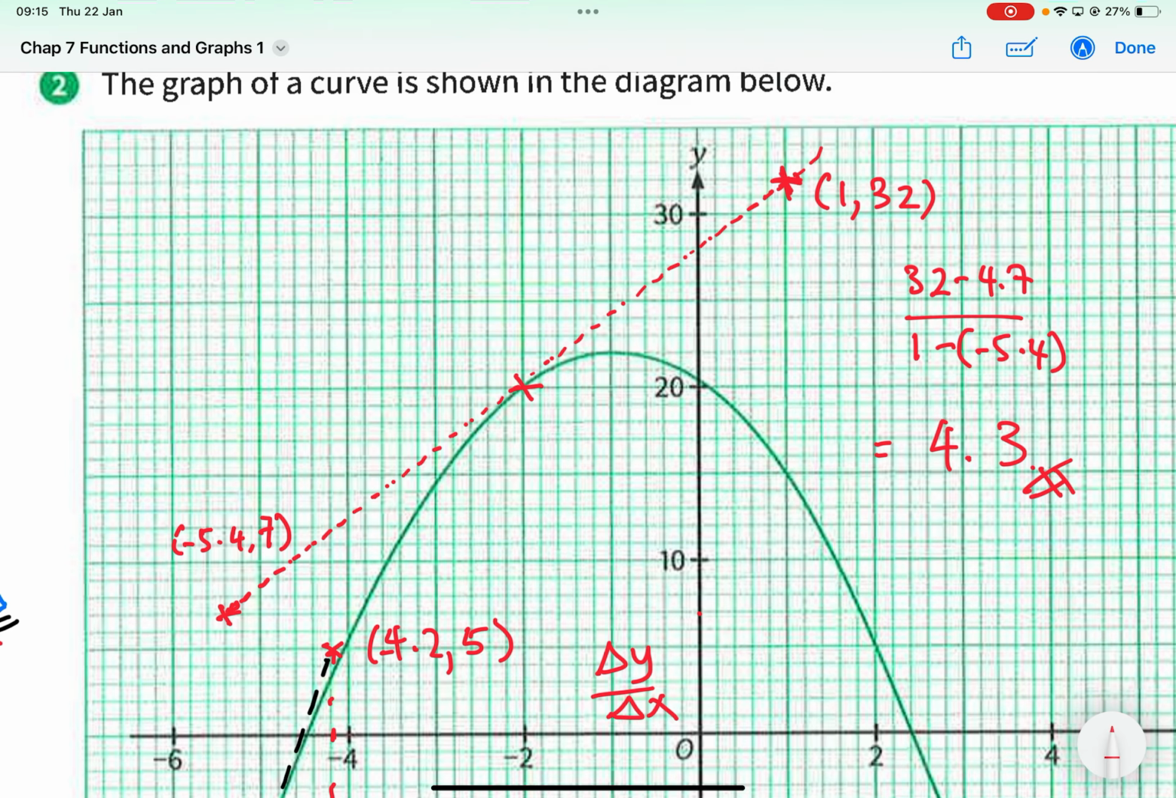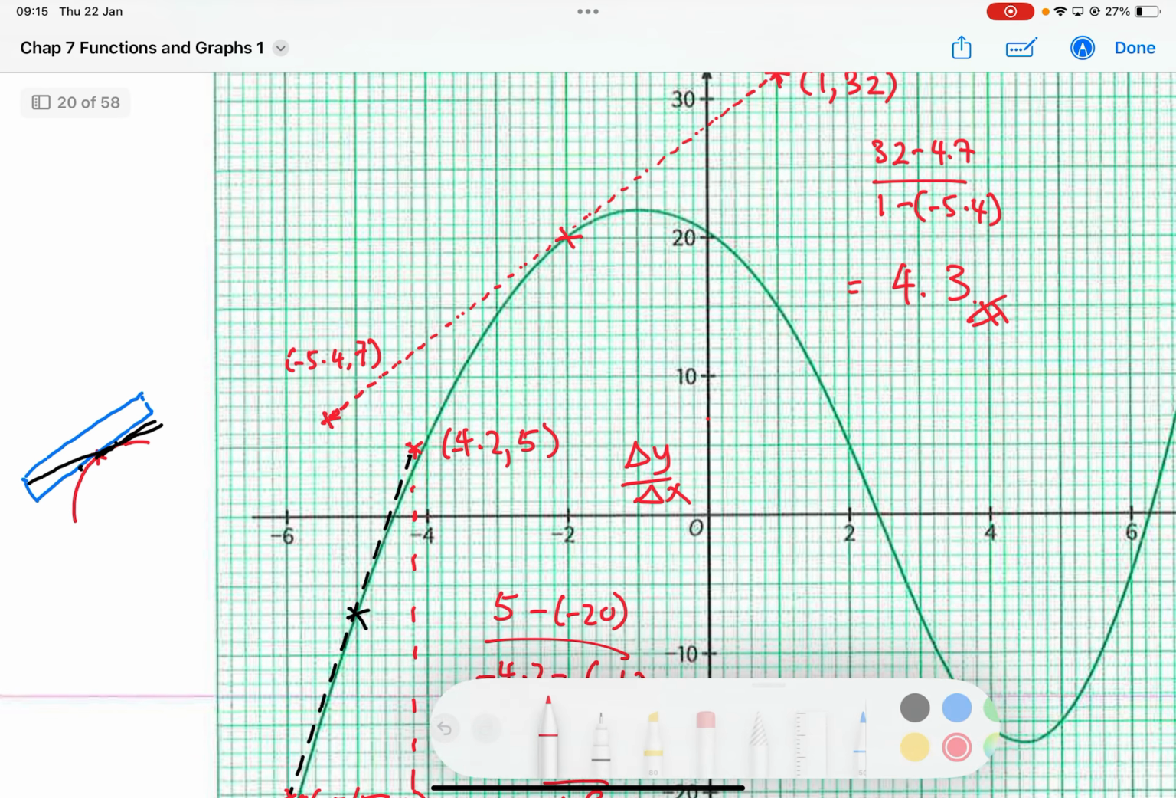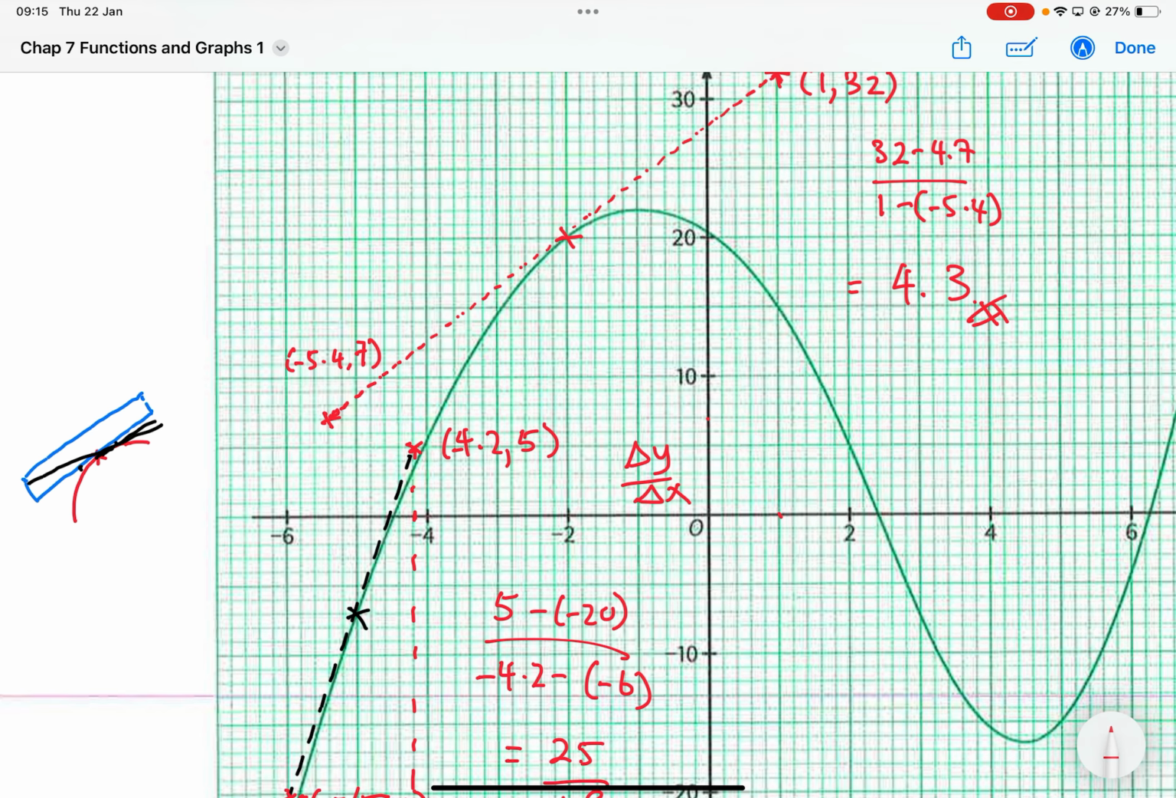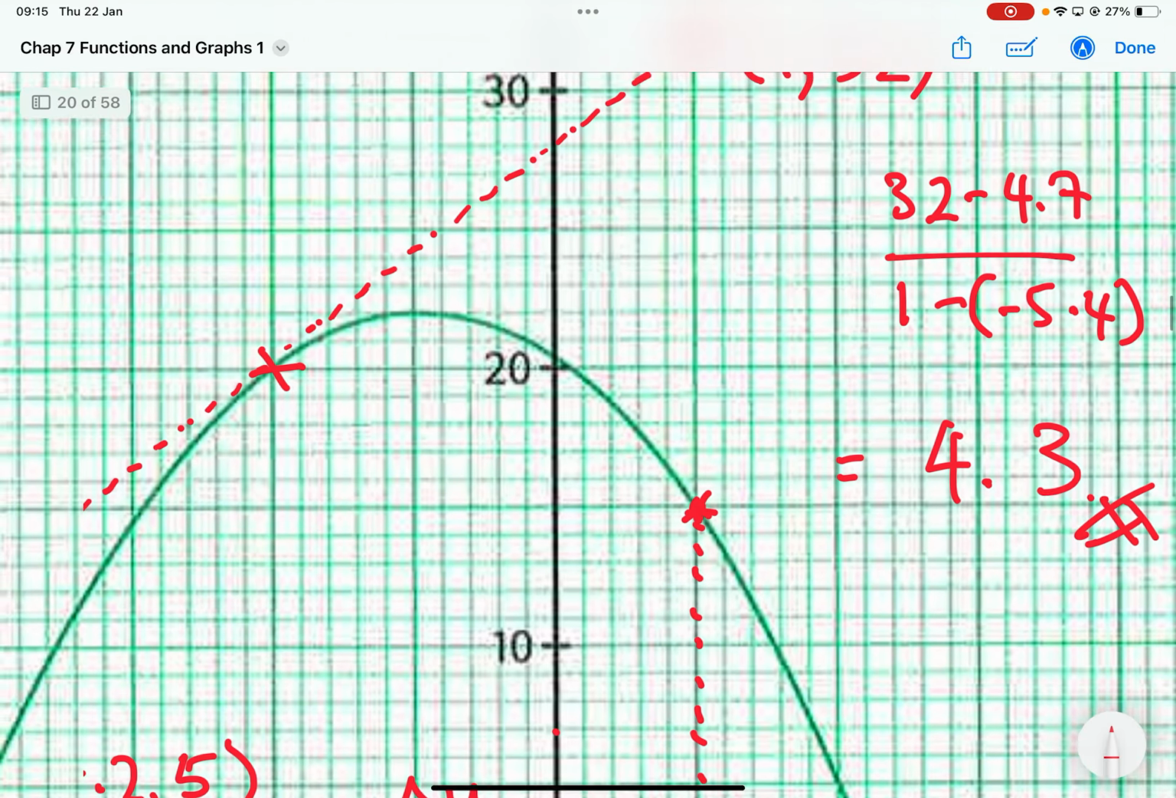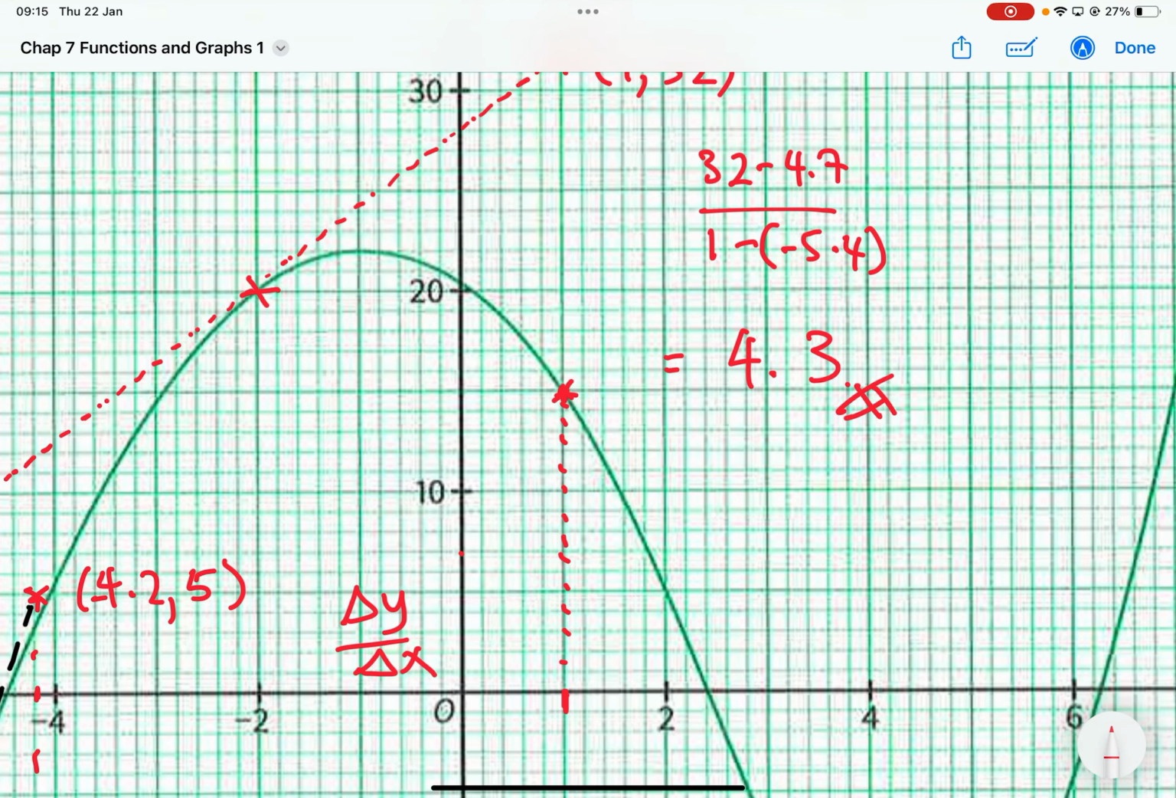For part C, they never tell you what is the y, they tell you x equals 1. So you have to go to x equals 1. X equals 1 is here. Then from here, I go and find where the point is. Oh, the point is here. Then the same thing, do the same thing at this point. All the gradients that they ask you to find are on the curved line.